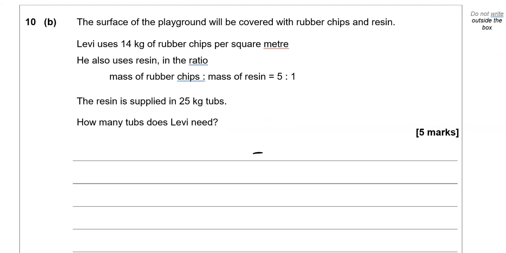The surface of the playground will be covered with rubber chips and resin. Levy uses 14 kilograms of rubber chips per square meter. He also uses resin in the ratio mass of rubber chips to mass of resin equals 5:1. The resin is supplied in 25 kilogram tubs. How many tubs does Levy need?